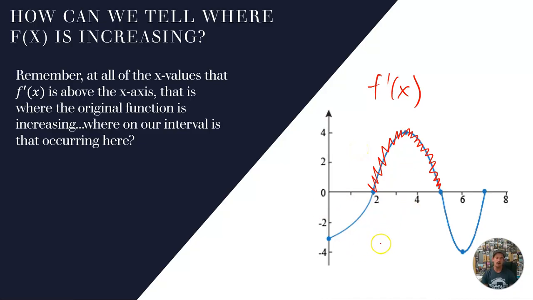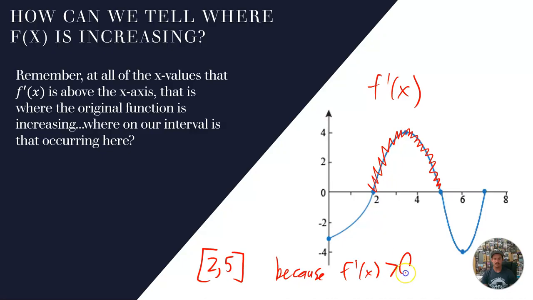Here we would say something like, this function is increasing on the interval from 2 to 5, and my justification would be because f prime of x is positive on that interval. That would be my answer with my justification. How do I know f of x is increasing on the interval from 2 to 5? Because f prime of x, the derivative, is positive on that interval.